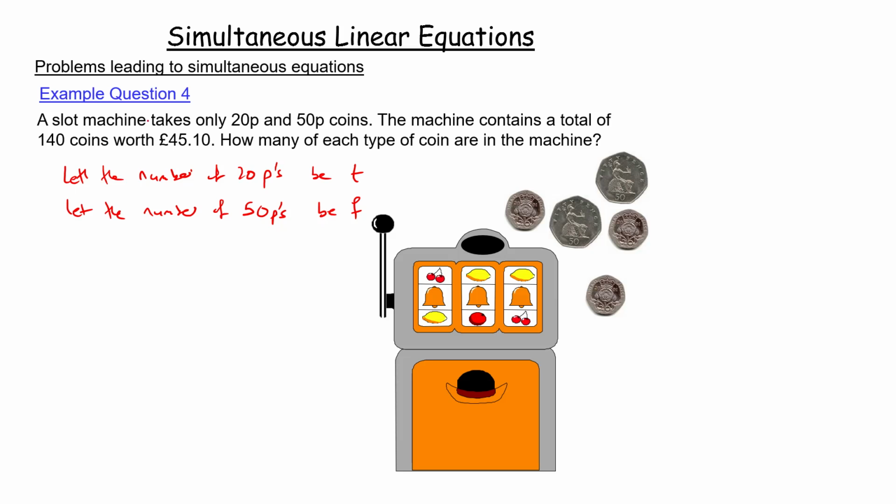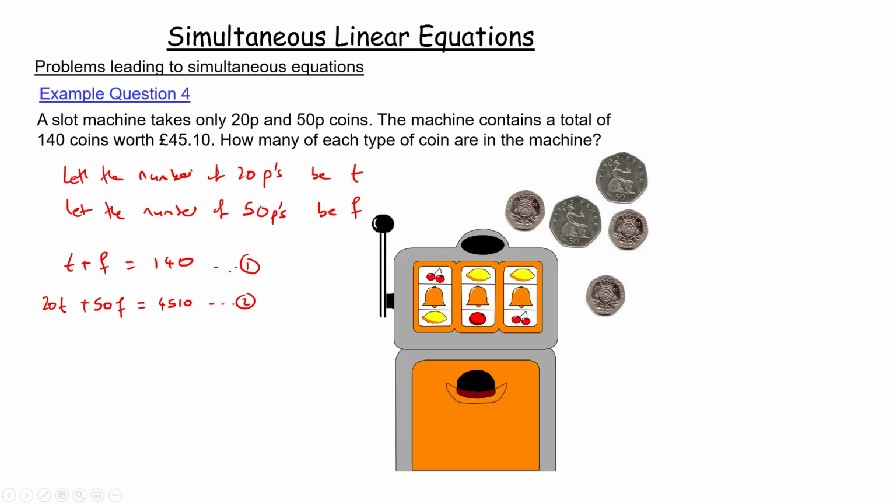Okay, so the total number of coins, so that means T plus F is equal to 140. And then how much they're worth. So the value of the 20p, so 20 times T plus 50 times F is going to be equal to, in pence, 4,510 pence. That's my second equation, that's my first equation.